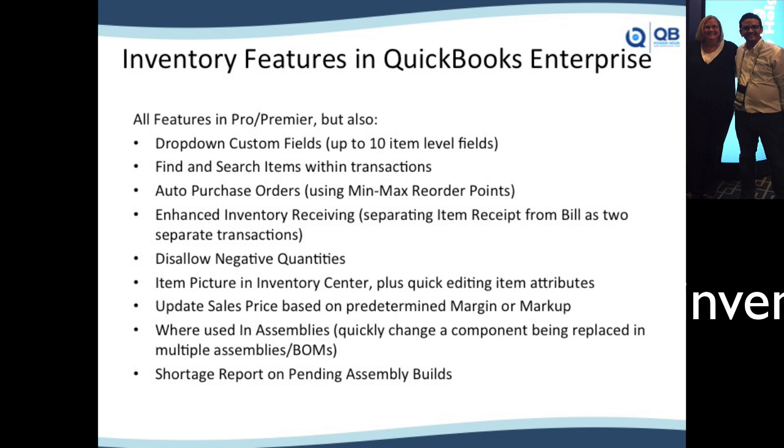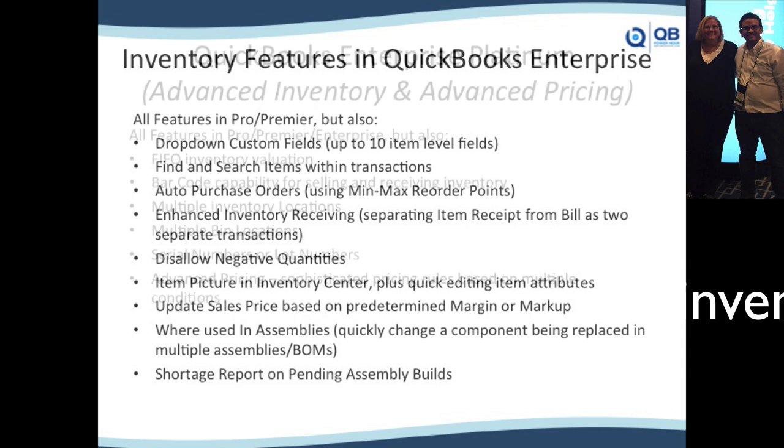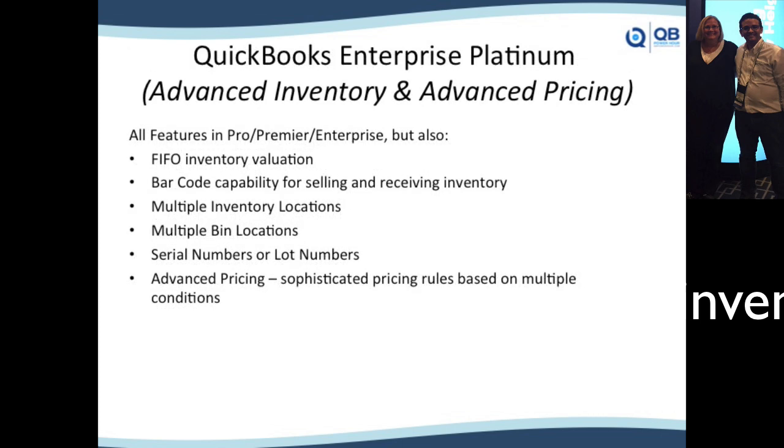And then a shortage report on pending assemblies is also added in QuickBooks 2015. That was actually really good. The last one I'll talk about is QuickBooks Enterprise Platinum, which used to be called Advanced Inventory and Advanced Pricing. It gives you even more features.